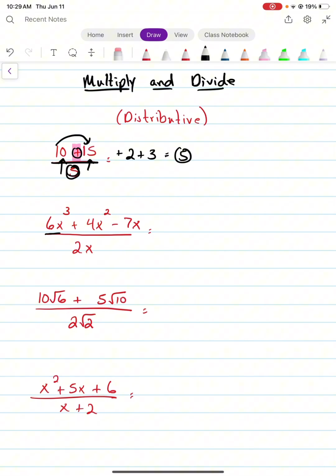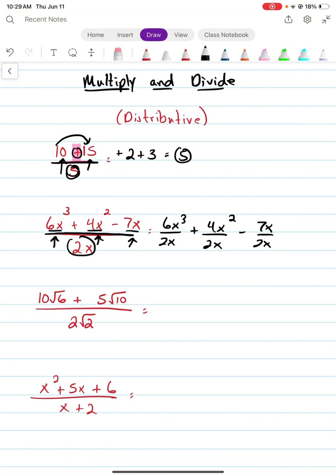Now, since this whole thing is being divided by 2x, you have 3 things. 1, 2, 3. They're all being divided by 2x. This, and this, everything divided by 2x. So we're going to do 6x to the third. If you want to distribute it, you can. You can just write it out. 4x to the second divided by 2x. And then you have minus 7x divided by 2x.